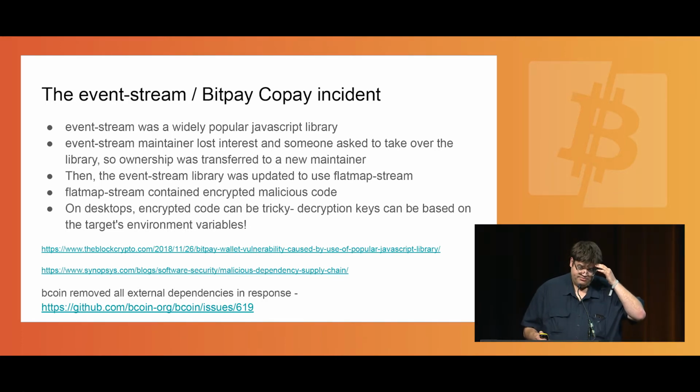Interestingly, Bcoin removed all external JavaScript dependencies as a response to the flatmap-stream incident. And so that's an interesting way to deal with it. But really what you should do is pin all of your dependencies to a certain version number and also a hash. Just a version number isn't enough because someone can force push a new version of that package with the same version number. So you should always do hash-based pinning of your dependencies in a web application.